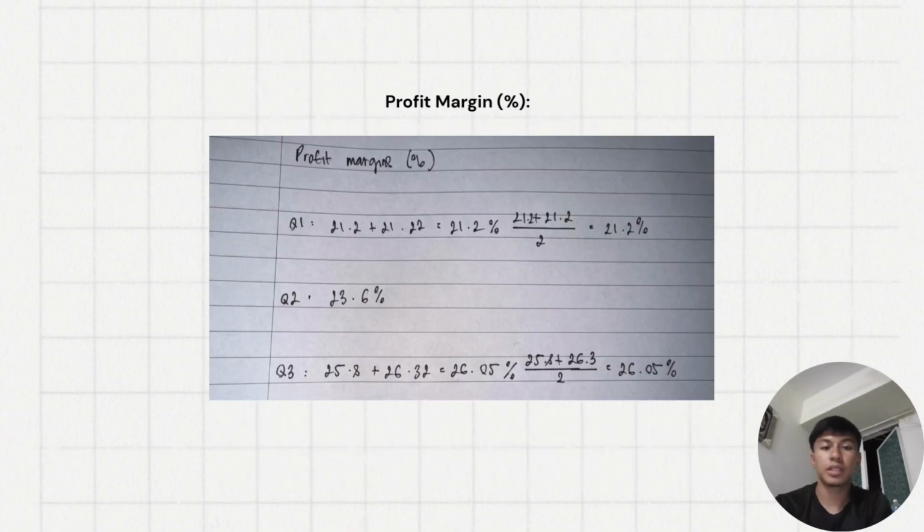And then we need to find the profit margins. For Q1, the 25th percentile, 25 over 100 times 30 equals 7.5. So we average the 7th and 8th values: Q1 equals 21.2 plus 21.2 divided by 2, equal to 21.2%.